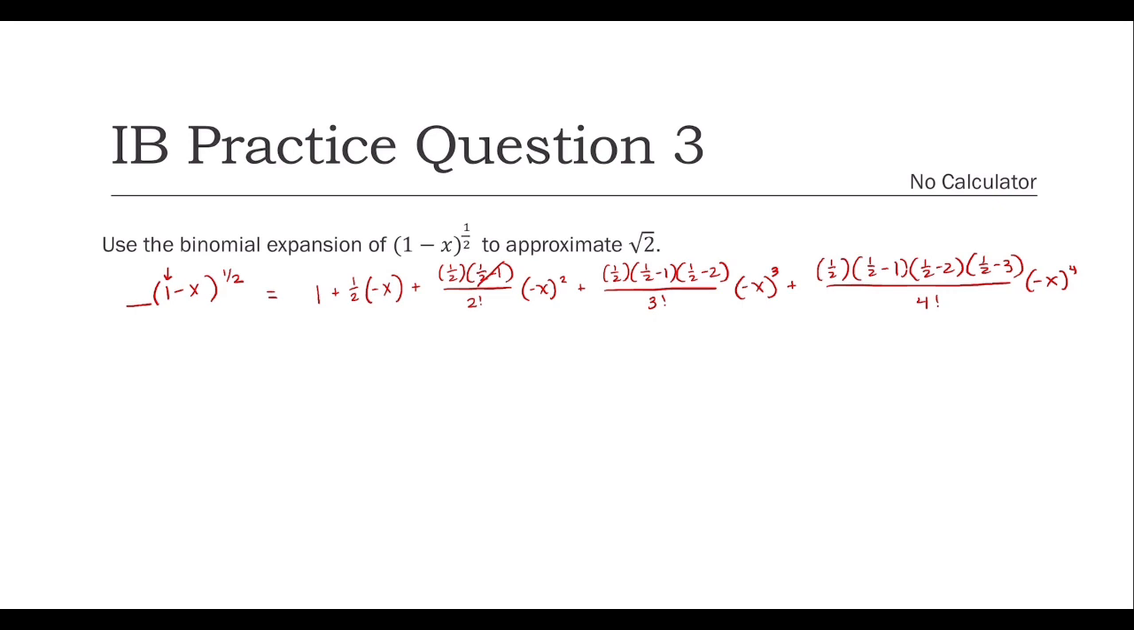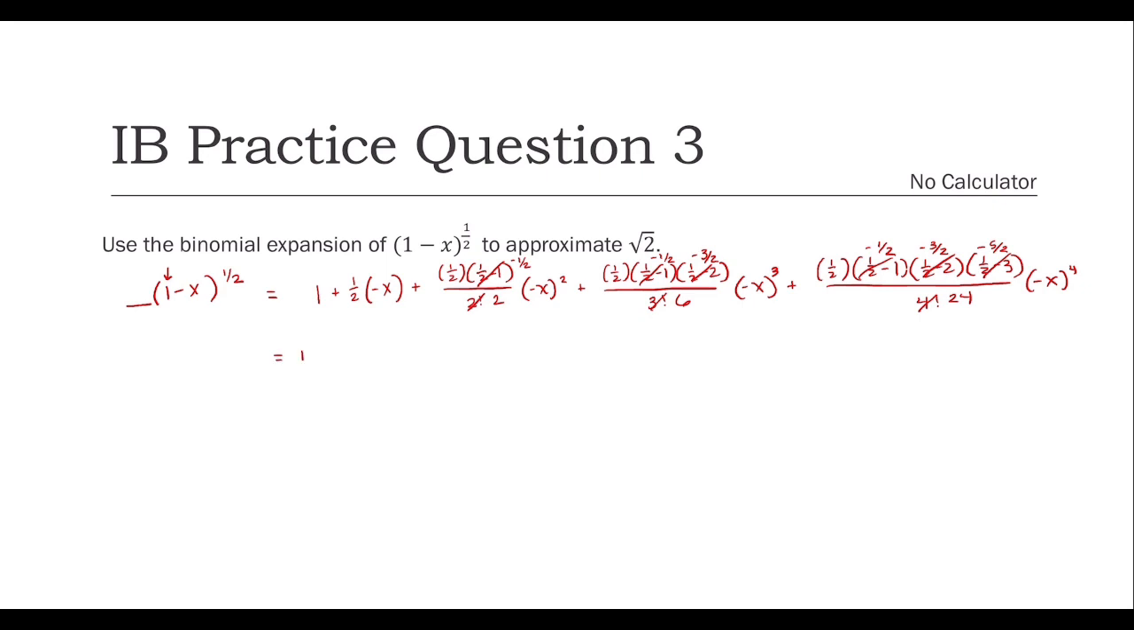1/2 minus 1 is going to be negative 1/2. So these will all be negative 1/2. 1/2 minus 2 is negative 3/2. And then 1/2 minus 3 is negative 5/2. Our 2 factorial is 2 times 1, which is 2. 3 factorial is 3 times 2 times 1, which is 6. And 4 factorial is 4 times 3 times 2 times 1, which gives us 24.